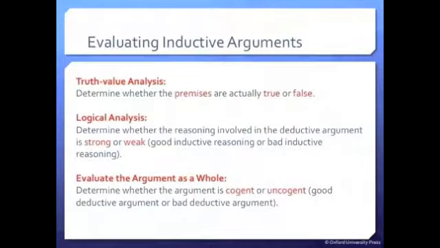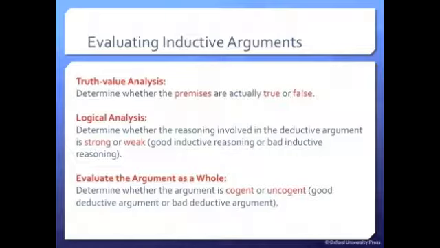We also discussed how doing an evaluation of inductive arguments is similar in some ways and different in other ways from evaluating deductive arguments. Like deductive arguments, we would do a truth value analysis of inductive arguments in which we simply want to determine the actual truth of the premises. Also, we would conduct a logical analysis for inductive arguments. However, when we conduct a logical analysis for inductive arguments, rather than determining the validity of these arguments, what we want to determine is the strength or degree of support that the premises provide to the conclusion. The two values or qualities that we use in order to discuss the strength of an inductive argument are strong and weak. Rather than, as in deductive arguments, we speak of the quality of the reasoning of deductive arguments as valid or invalid.